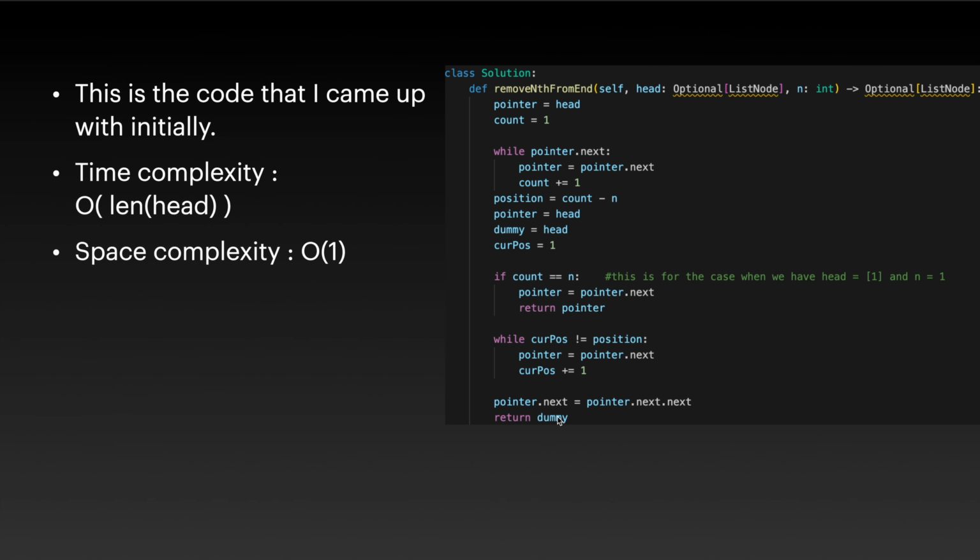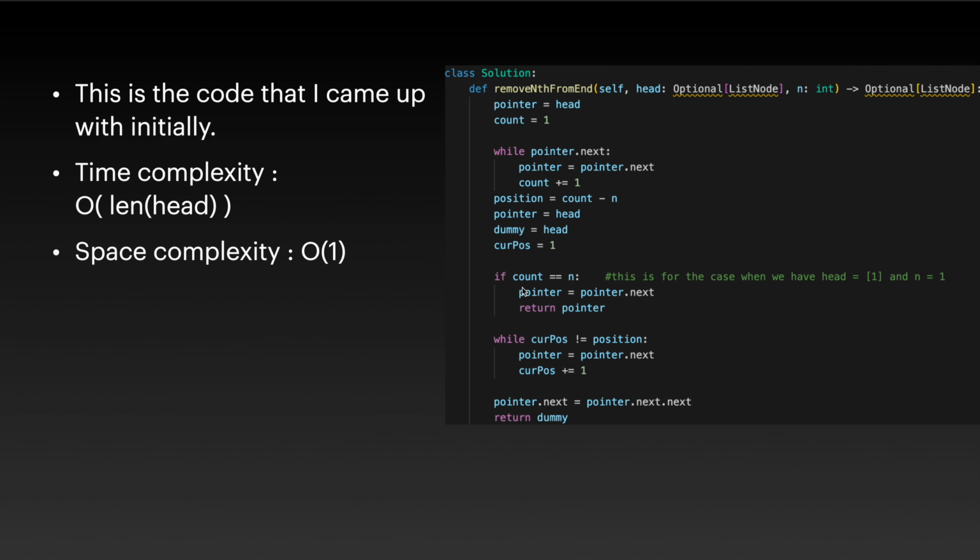So this is my code for this problem. The first while loop has a complexity of O(length of head), the length of the linked list. Then we have another while loop, and the worst case would be removing the second to last node, so we will have another O(length of head). Our time complexity will be O(length of head) plus O(length of head), so it will be O(length of head). Space complexity will be constant, because we only use a few variables.